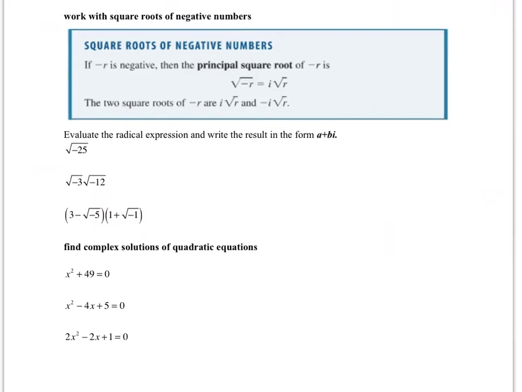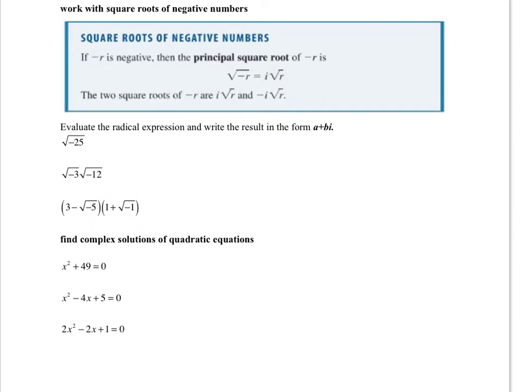Working with square roots of negative numbers is sometimes kind of tricky, so you have to be careful when you have a negative number inside of a radical expression. The first thing you want to do is realize that this is equal to the square root of negative 1 times 25. That negative 1 inside of the square root becomes i outside of the square root, so you have i times the square root of 25, and we know the square root of 25 is 5, therefore this number is 5i.